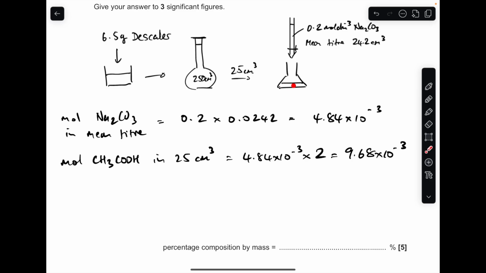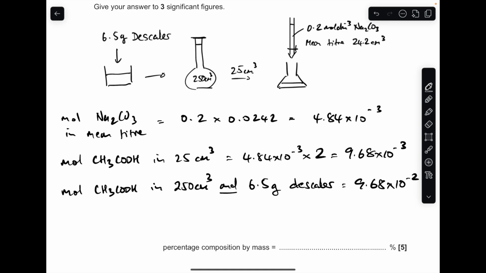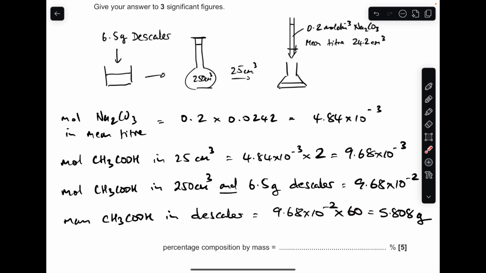So the next thing we need to do is scale up to 250 centimeters cubed. So we're going to multiply by 10 because we want to find out how many moles are in here, which are going to be the same as the moles of ethanoic acid in that 6.5 grams of the descaler. So that's going to be 9.68 times 10 to the minus 2. So now we can work out how many grams of ethanoic acid are in these moles just by multiplying by the MR of ethanoic acid. MR of ethanoic acid is 60, so that's coming out at 5.808 grams.